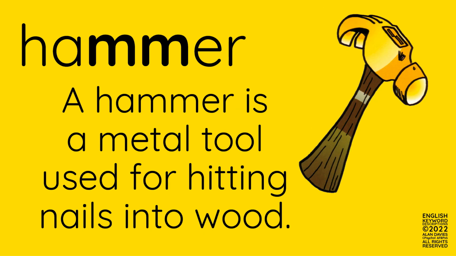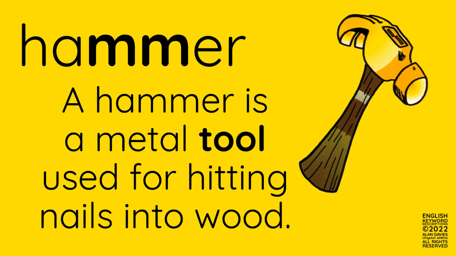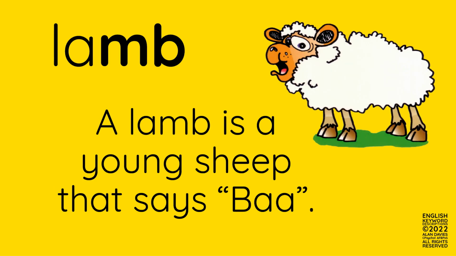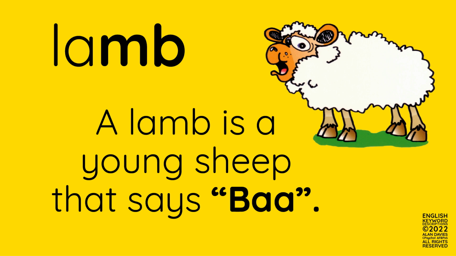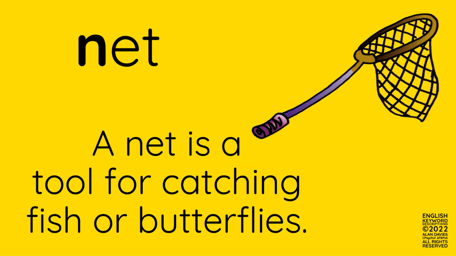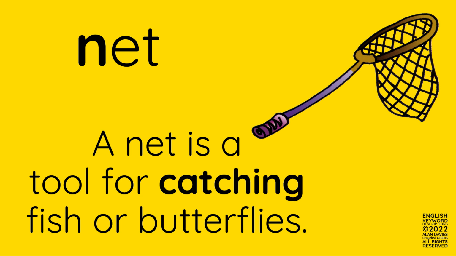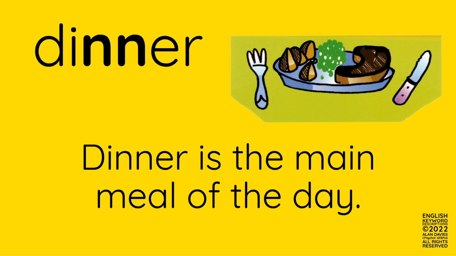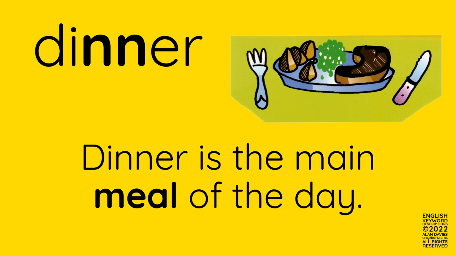Hammer. A hammer is a metal tool used for hitting nails into wood. Lamb. A lamb is a young sheep that says baa. Net. A net is a tool for catching fish or butterflies. Dinner. Dinner is the main meal of the day.